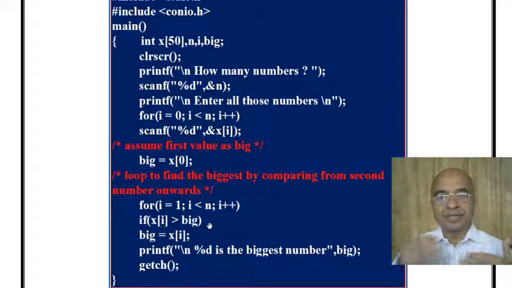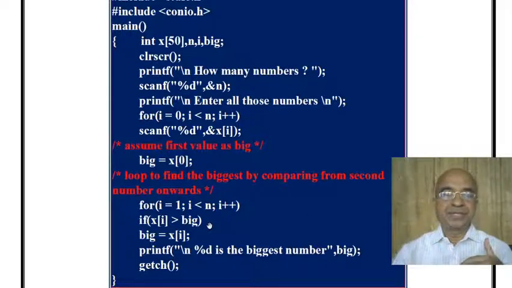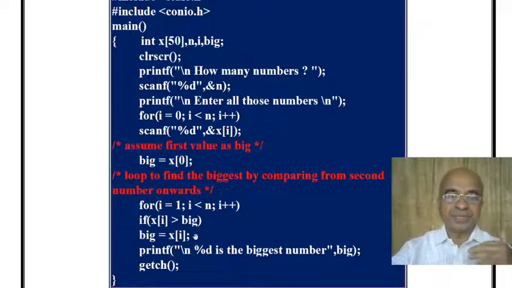So the program is going to compare the one number which is being considered as the big number with each and every element in the array. If it finds any bigger number than the number under consideration, it's going to replace that number with this number. So big is equal to x of I.